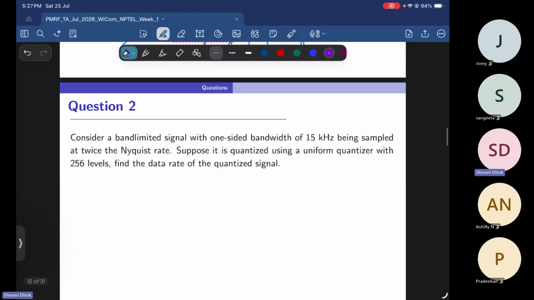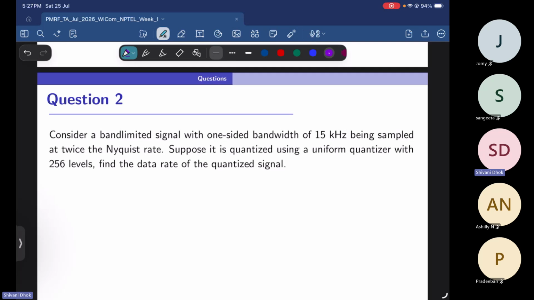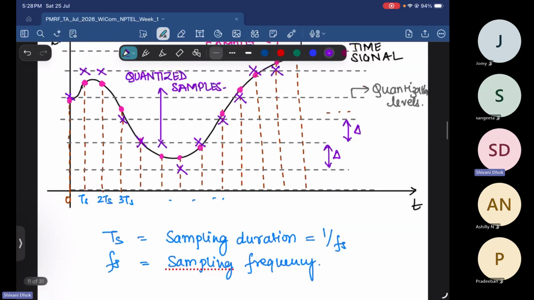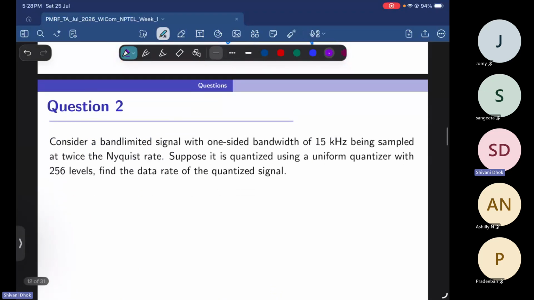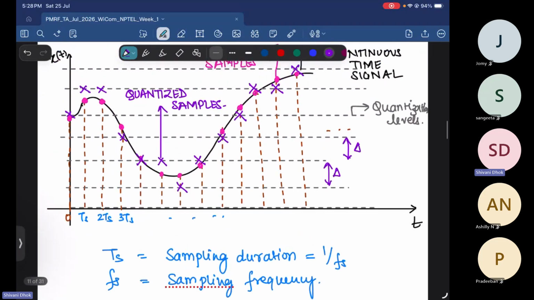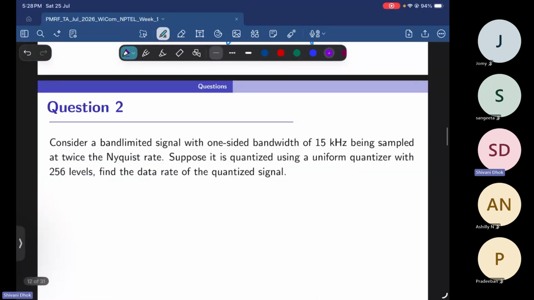So the question that is now asked here is: consider a band limited signal with one-sided bandwidth of 15 kilohertz being sampled at twice the Nyquist rate. Suppose it is quantized using a uniform quantizer, which is exactly what we have in this particular figure, with 256 levels. So the number of these gray lines is 256. Then find the data rate of the quantized signal.